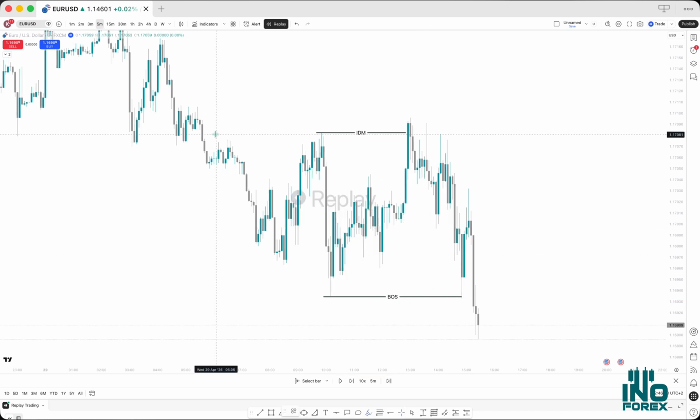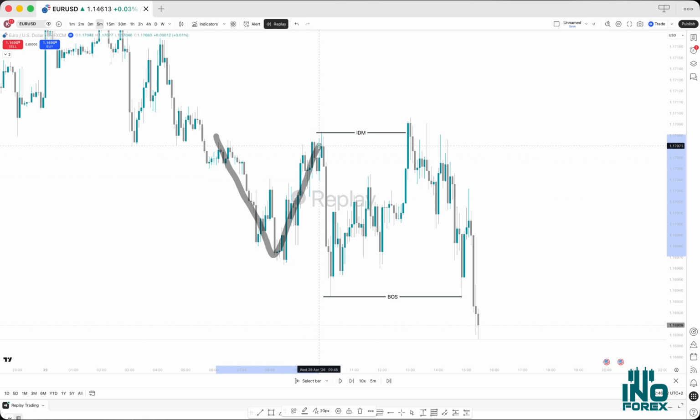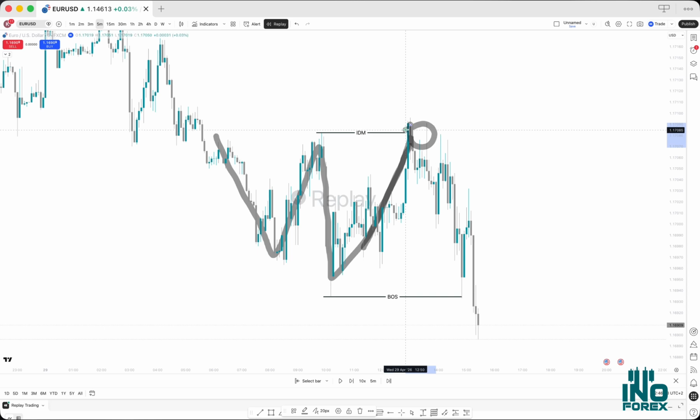As I told you, this is an impulsive move and this is a corrective move. Again, impulsive move and this is a corrective move. So as you see, this pullback takes the previous high. So it takes the liquidity. So after liquidity, that's when we will take the trade.